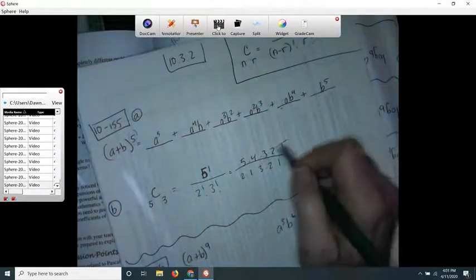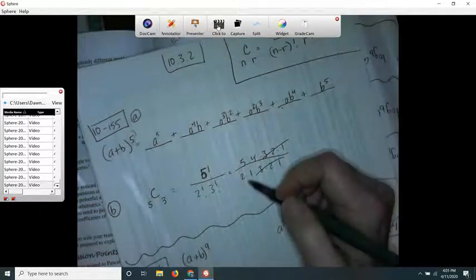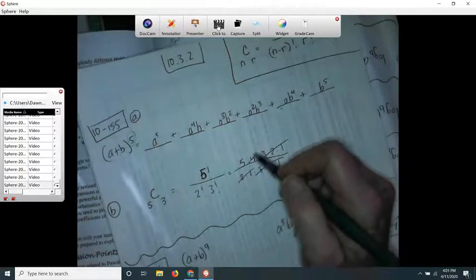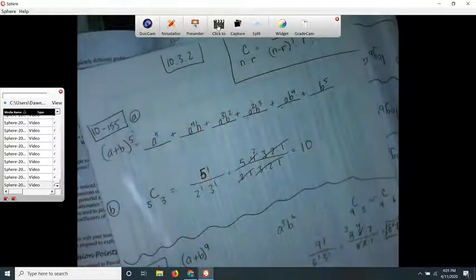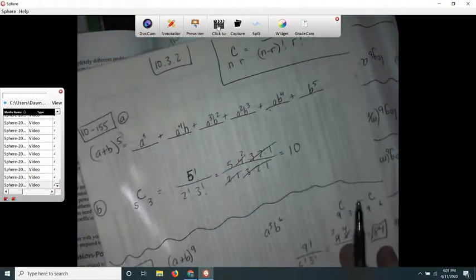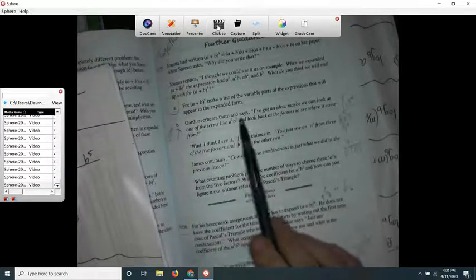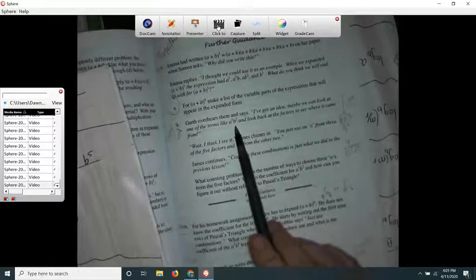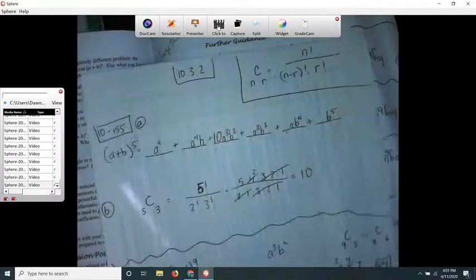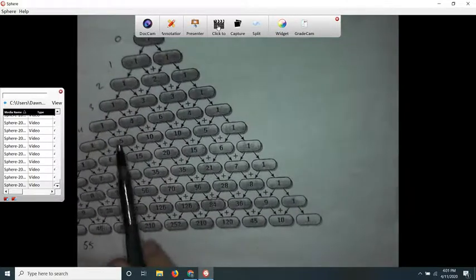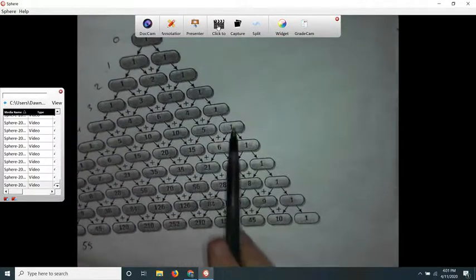But the 3 times 2 times 1s cancel out, and the 2 and the 4 cancel out, and I get 10. 10 should be the coefficient that we were looking for when it said a^3 b^2. So they're saying 10 is the coefficient that goes here. Well, let's see. 1, 5, 10, 10, 5, 1. Yep.